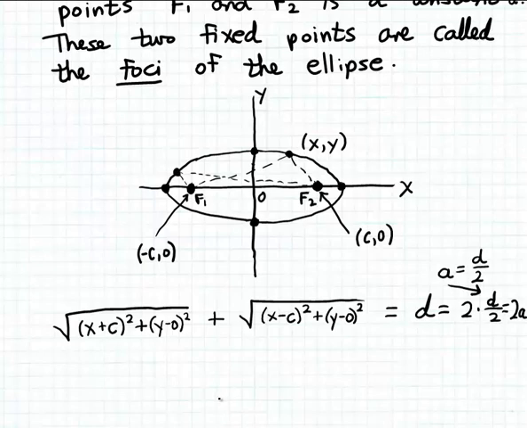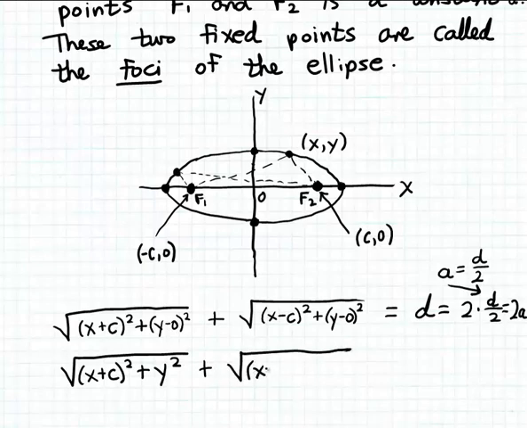Okay, so let's rewrite this somewhat to get rid of some of that substitution. I have the square root of x plus c squared plus, of course, y minus 0 squared is just y squared, plus the square root of x minus c squared plus y squared, equal to, instead of d, 2 times a, but remember a is just the same as d over 2.